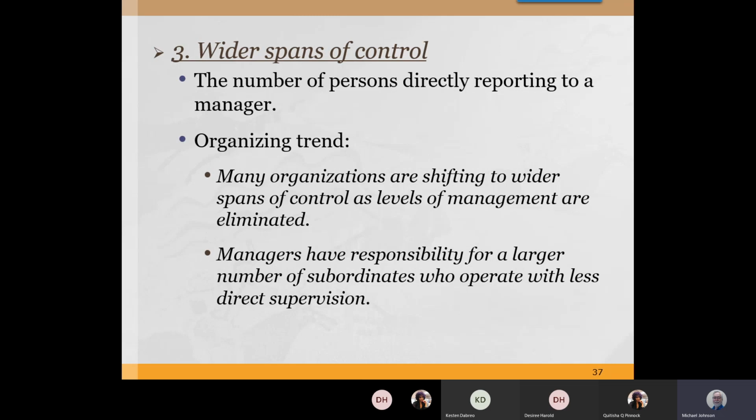And also, many organizations are shifting to a wider span of control. Well, the only way you can actually do that is you can reduce the complexity of the job itself. When you begin to remove the complexity, then the job becomes easier, and it's easier for a manager to deal with many people doing similar tasks. Managers have the responsibility for a larger number of subordinates who operate with less direct supervision.